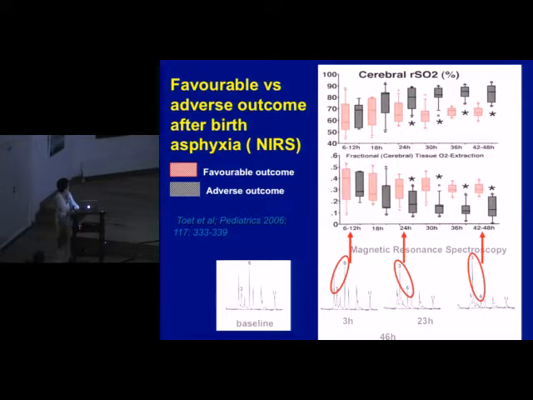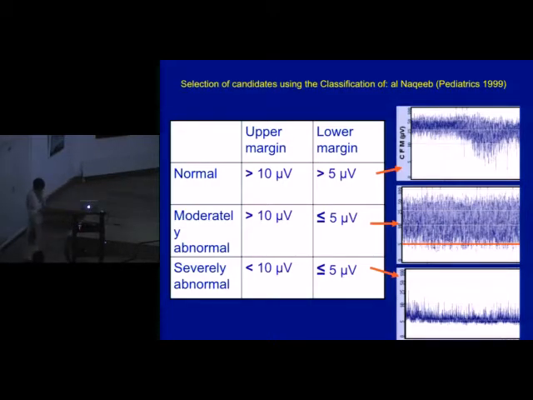in association with this. Another way of looking at the EEG is at absolute values. We tend to look at pattern recognition, and I think that's the preferable way. I'll show you in a minute why I think that. Here you see that above 10 and 5 microvolts you have these normal traces, and it's divided in 3 ways: normal, moderately abnormal, and severely abnormal. And this is always difficult in terms of prognosis.